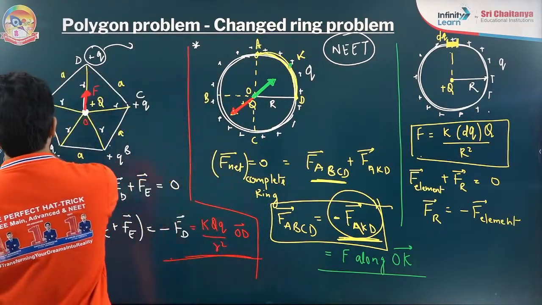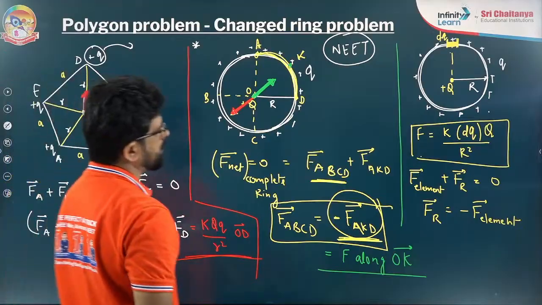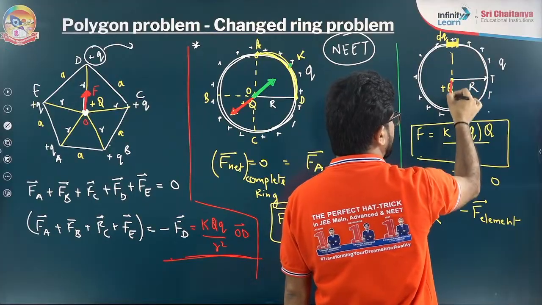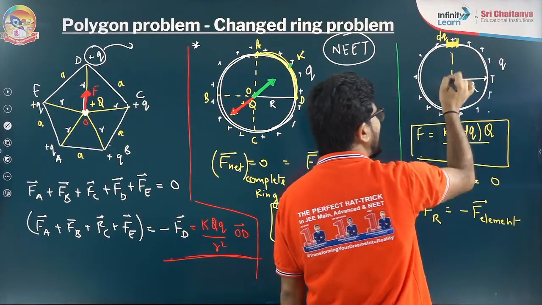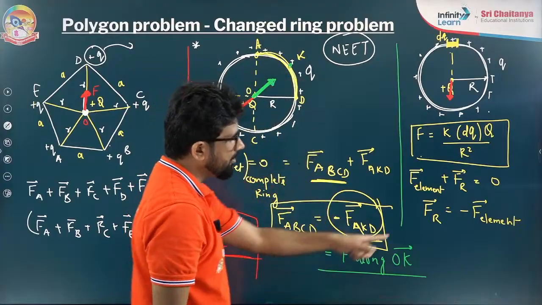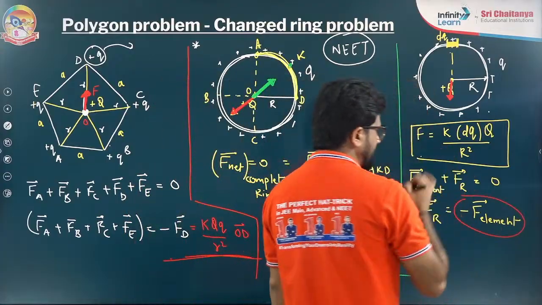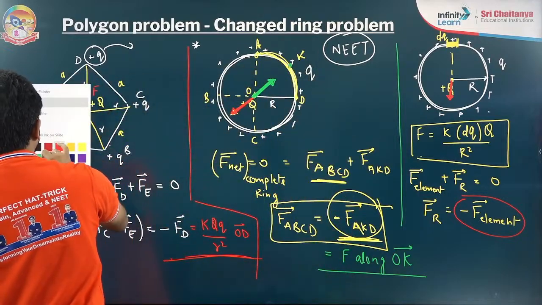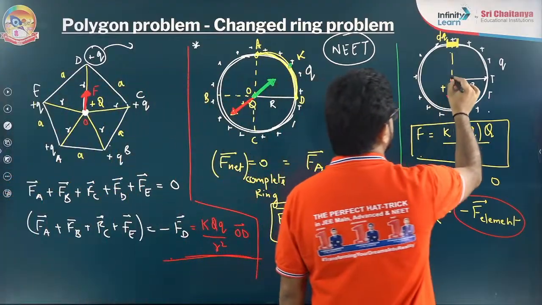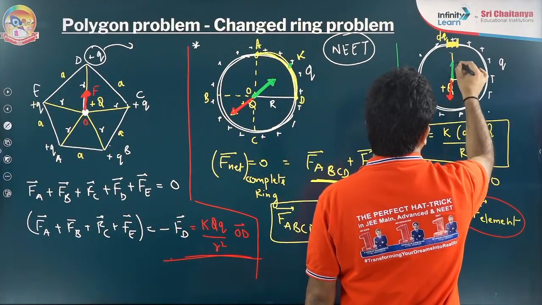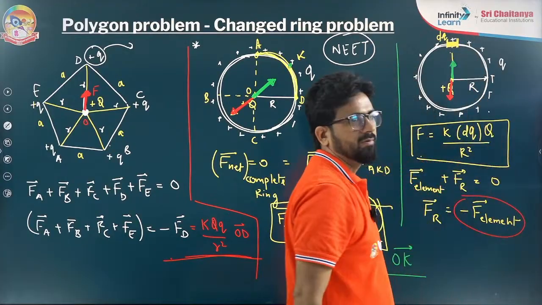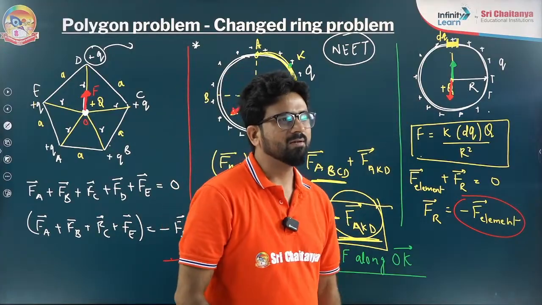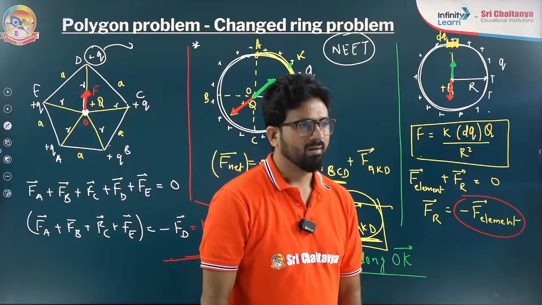So now I am drawing again. Please focus on the board. Due to this element, because this is positive, their force would be in this direction. This is force due to element. But we want negative of element, so we have to put it opposite to this direction. That would be the final direction of force. Please tell me, is this clear or not clear, beta?